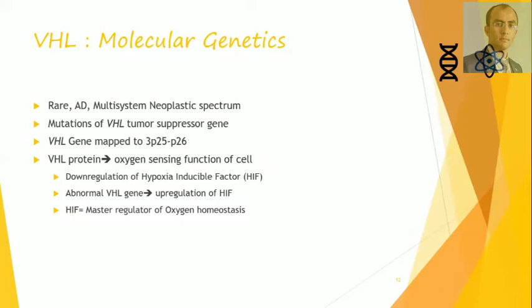VHL is a rare disease caused by defects in the VHL tumor suppressor gene, the von Hippel Lindau tumor suppressor gene, which is mapped to the shorter arm of chromosome 3. The VHL protein regulates the hypoxia-inducible factor in an oxygen-dependent manner. So we believe that VHL protein has a key role in the oxygen sensing function of the cell.